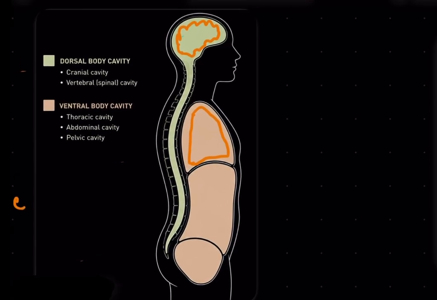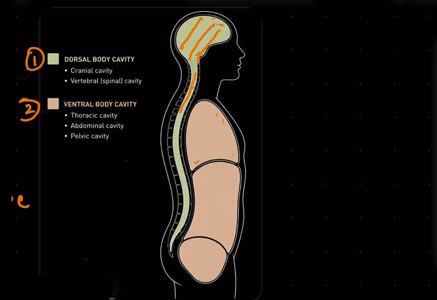The axial body cavity is, as you can see here, further divided into the dorsal body cavity and the ventral body cavity. So dorsal body cavity is this region right here, all of this part right here. This is your dorsal body cavity, which encloses the brain and the spinal cord. So this part here is called the cranial cavity, and this is the vertebral cavity, because vertebral cavity is the cavity that encloses your spinal cord. Cranial cavity encloses your brain.